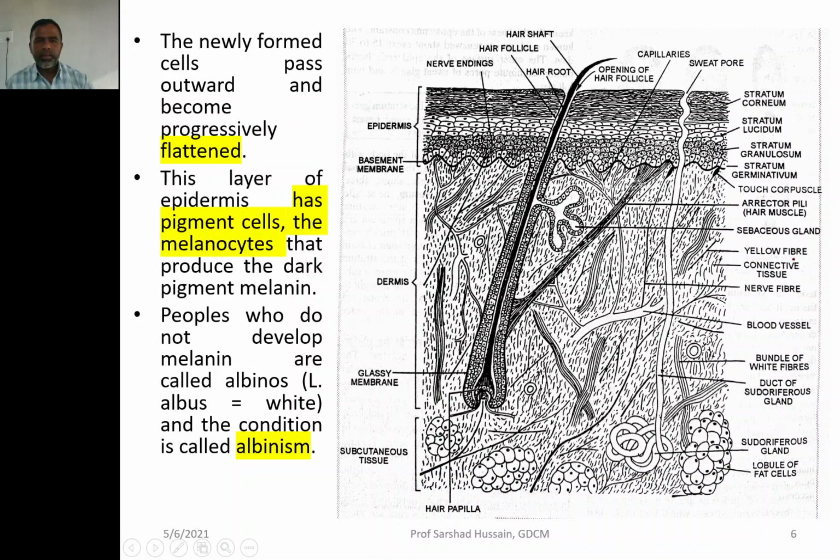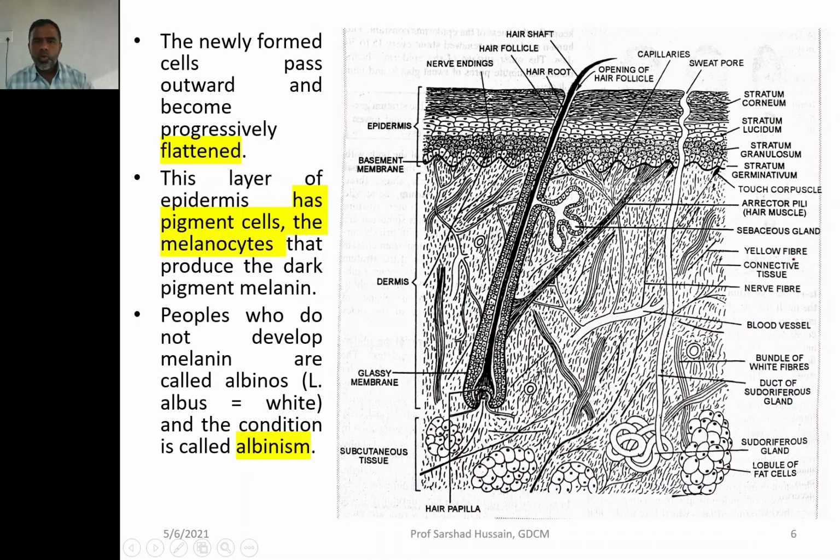This layer of the cell also has the pigment cells present in it, and the cells which bear the pigment are called the melanocytes, and the color of the skin depends upon the quantity of the pigment cells in this layer. So the pigment which is produced by these melanocytes is the melanin pigment, you all must remember.